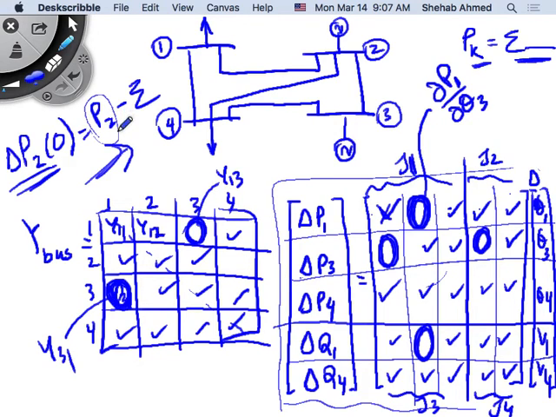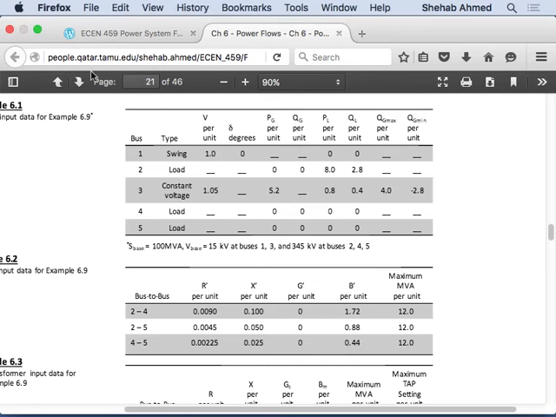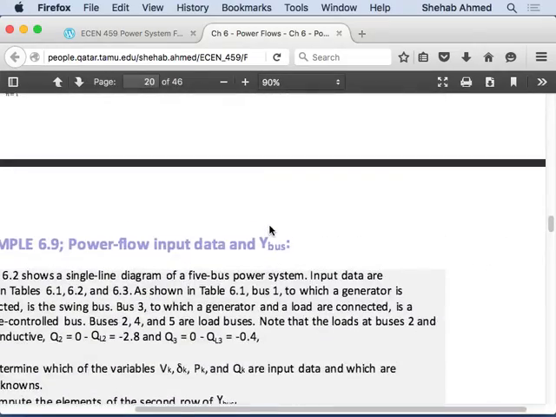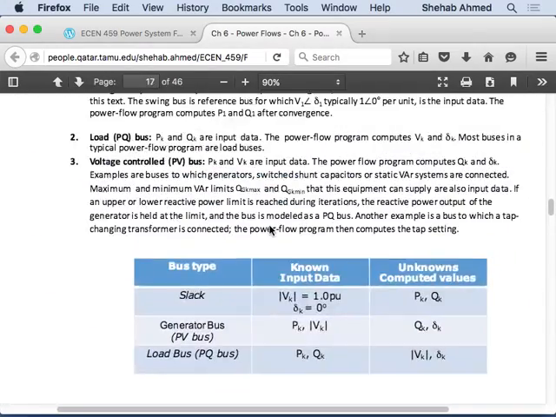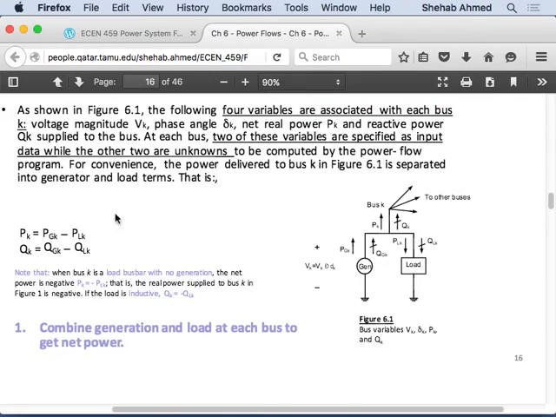So I go to my bus, my system, and I look at what I was given. I was given that this bus 2 is a load bus with a real power at the bus equal to 8 per unit and a reactive power at the bus equal to 2.8 per unit. Remember, when we were looking at the specific powers at a specific bus, I would go to every bus and look at the specific power.